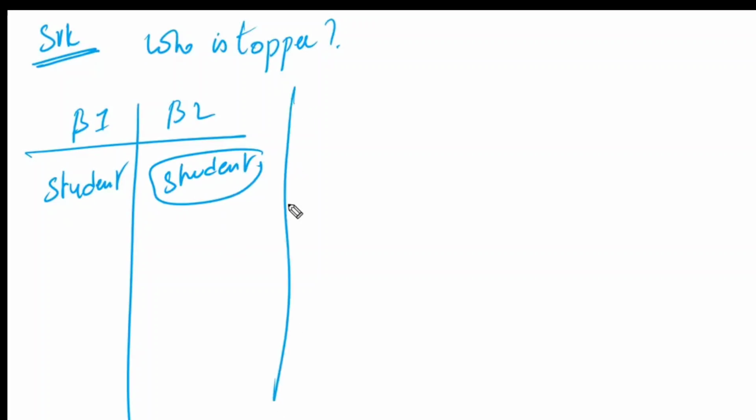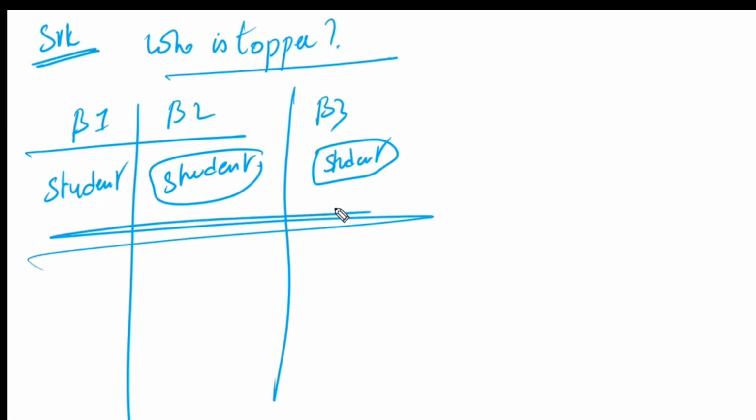Who is the best student within batch 3? Now, overall, I require only one person. Out of these 3, one person I have to select, right? That one.